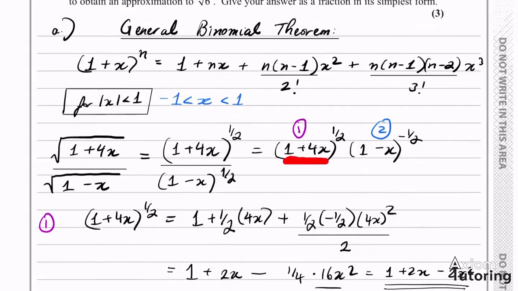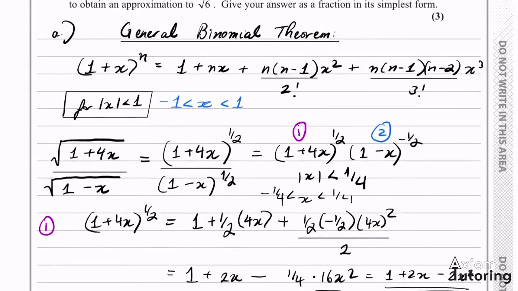However, for this part, for 1 plus 4x to the power of half, we'll say that this is only valid for values of x, modulus of x, less than a quarter. So because of that, this restricts our values of x more than this term. So that means our only allowed substituted values of x must be between a quarter and minus a quarter.